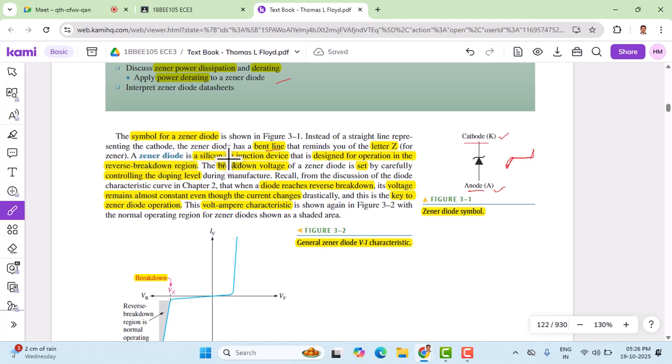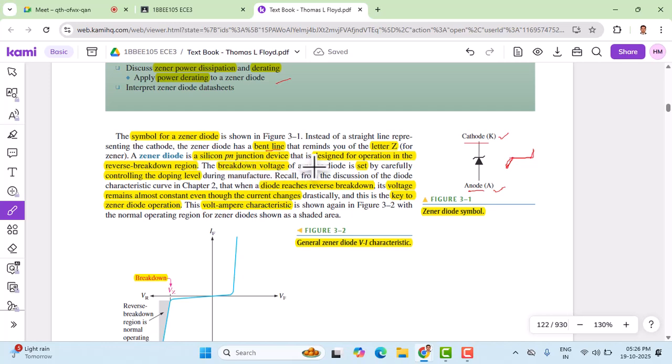A Zener diode is a silicon PN junction device. We have given a similar definition for PN junction. Even the Zener diode is also a silicon PN junction device. It has one junction within it, and it is designed for operation in the reverse breakdown region. Unlike an ordinary junction diode, it's very difficult to operate in the reverse breakdown region, because the device is going to be destroyed when you continuously operate it in the reverse breakdown region. But Zener diode is specially designed for operation in the reverse breakdown region.